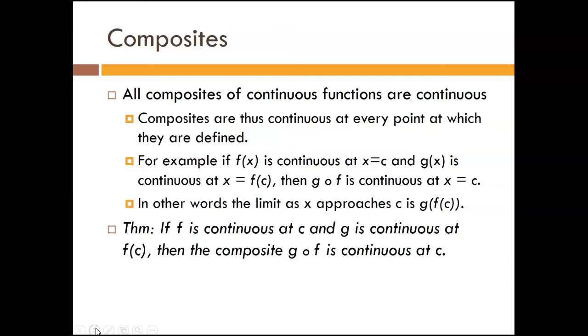Theorem 7 in our textbook says that if f is continuous at c and g is continuous at f of c, then the composition of g of f is continuous at c.